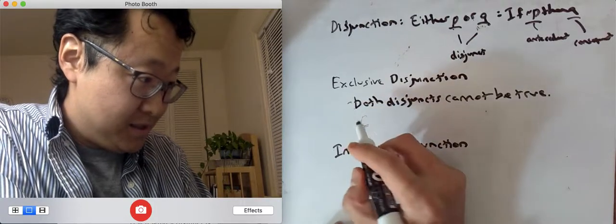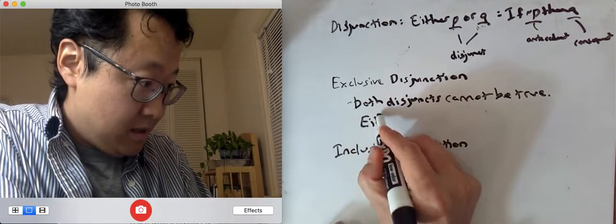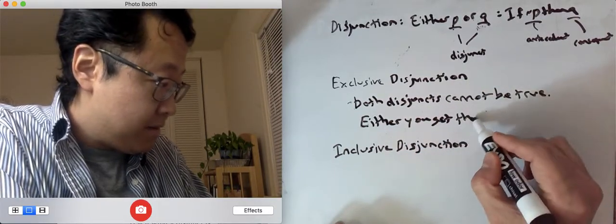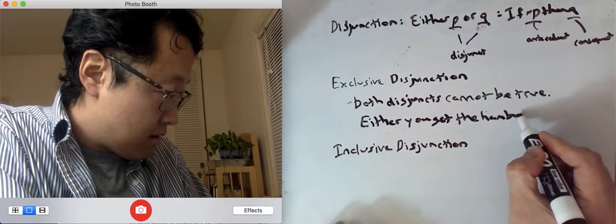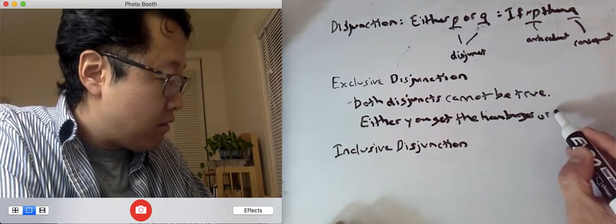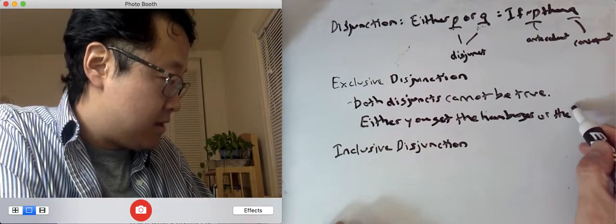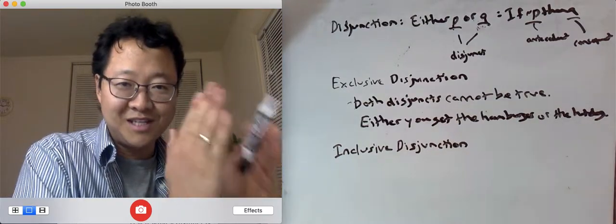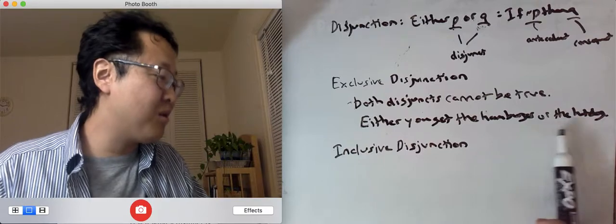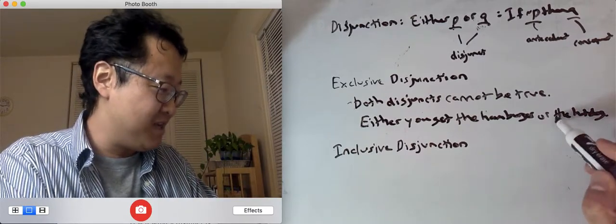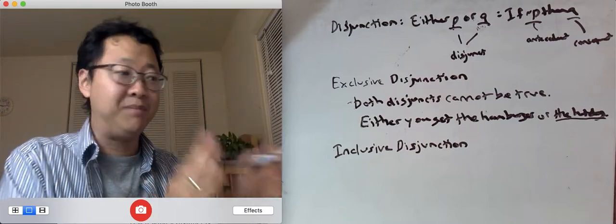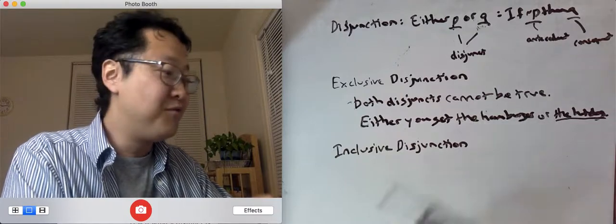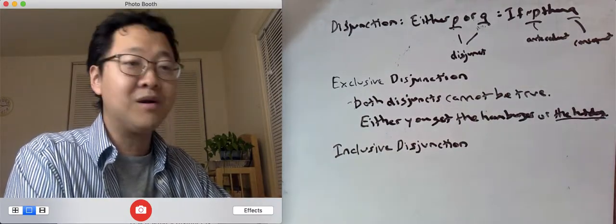I'll just make it clear that it's a disjunction. Either you get the hamburger or the hot dog. Now, if we wanted to see the full sentence, we would say either you get the hamburger or you get the hot dog. Just saying the hot dog is not a full proposition, so for the second disjunct, you can't just say the hot dog. The full disjunction would be either you get the hamburger or you get the hot dog.